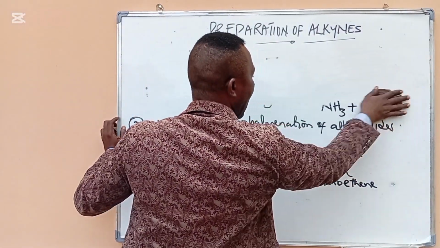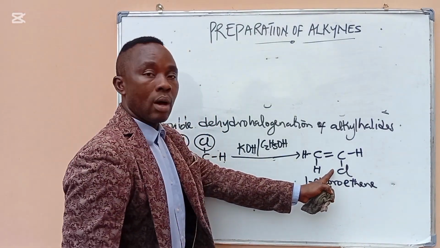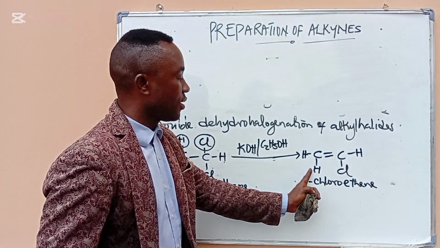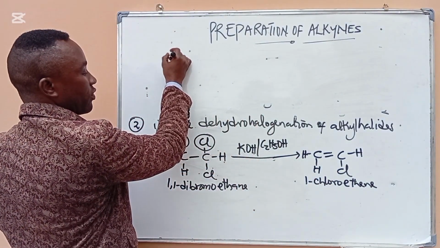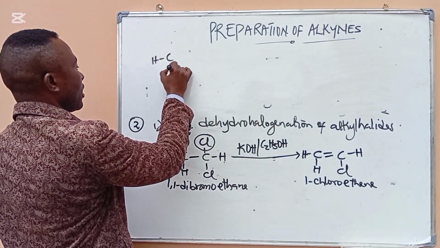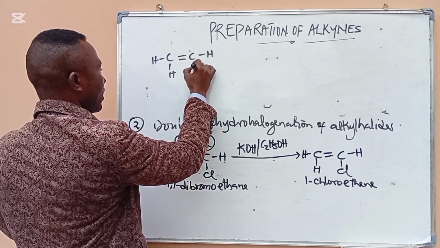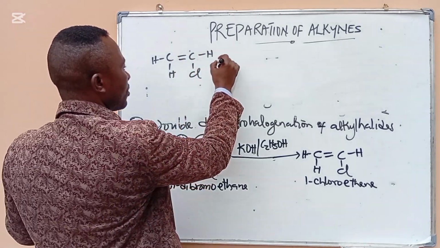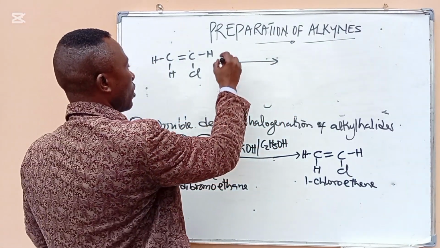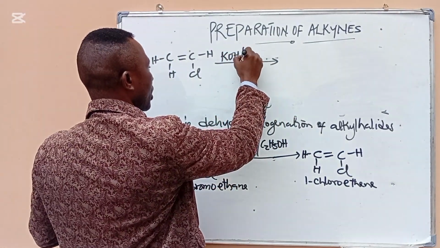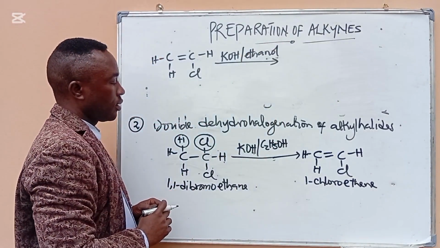So I want to continue the reaction by removing hydrogen and halogen. So what we'll have is an H and an H. So we'll have a CH and a Cl, plus another molecule of KOH in ethanol.